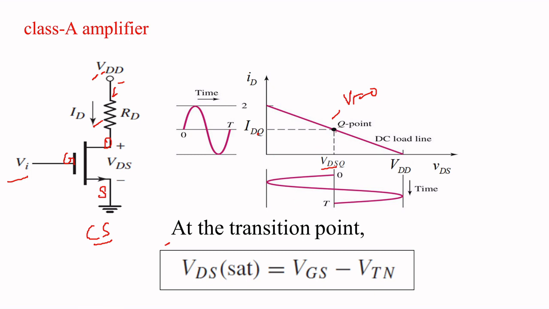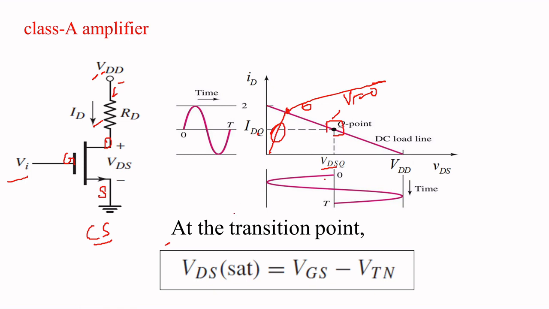When you choose the operating point exactly in the center of your cutoff region and the ohmic region, you can see you have a full swing, right? This was a full swing produced by this fixed operating point. Very important, the transistor is moving from the non-saturation region to the saturation region at the transition point.